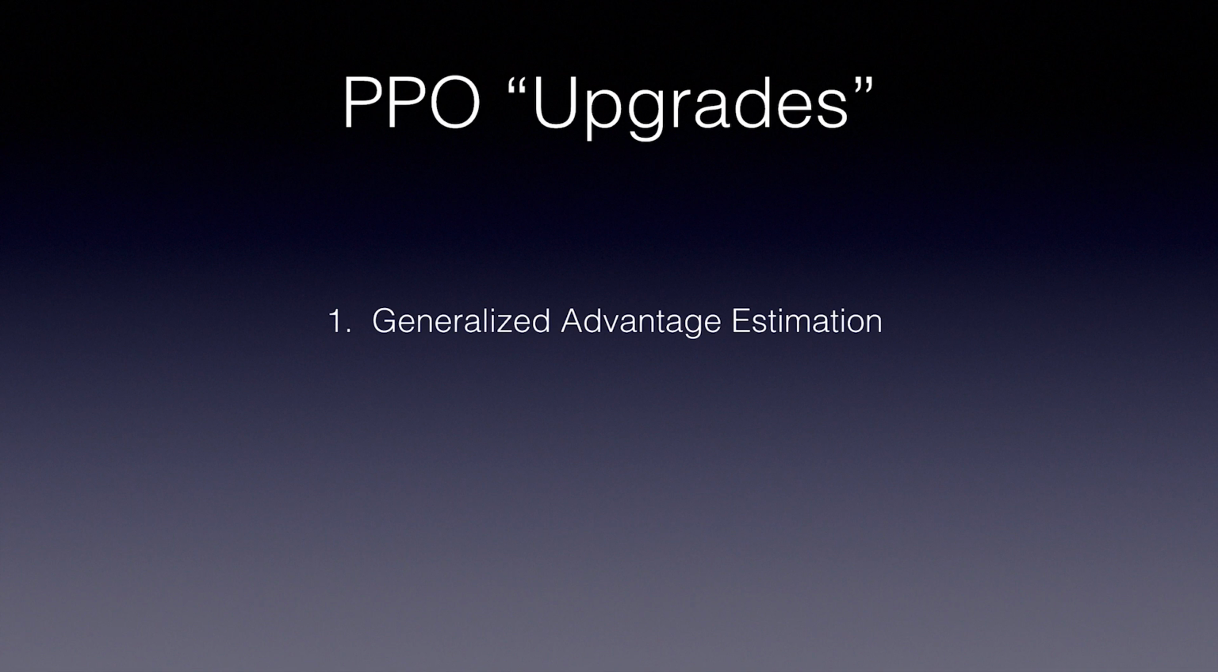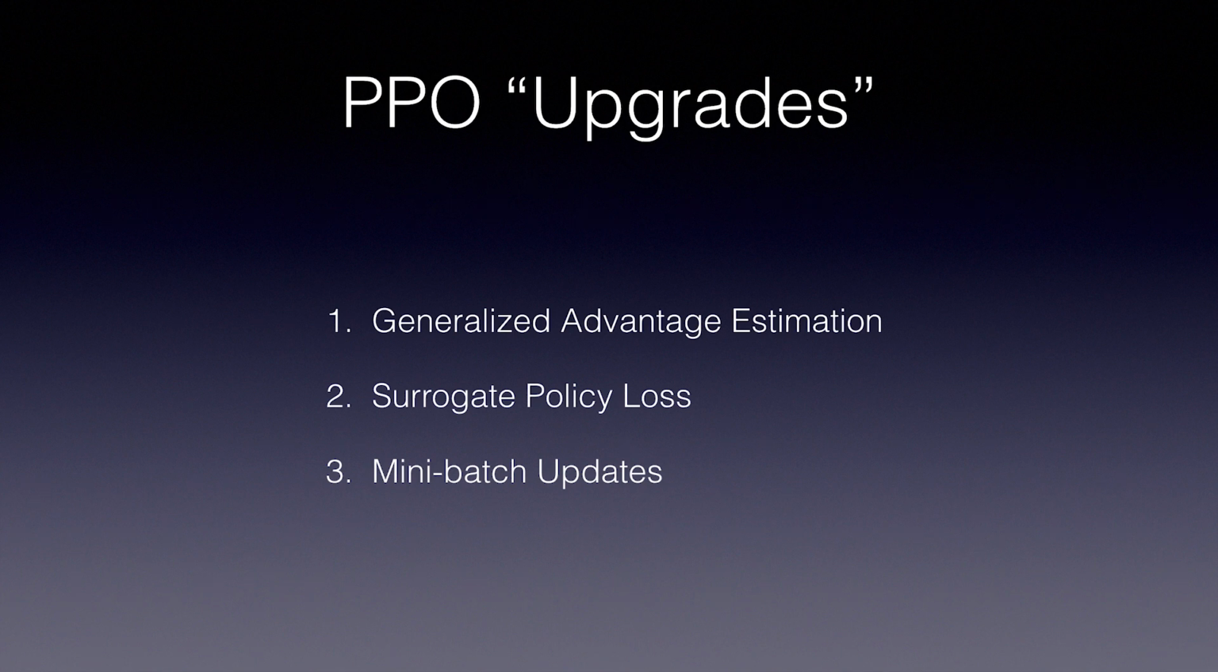Next is using a surrogate policy loss function. The policy loss function in PPO is the ratio between the new probabilities and the old probabilities times the advantage. And we take the minimum between this surrogate function and a clipped version. This ensures a very gradual policy update. And the third innovation is mini batch updates. A long series of experiences is sampled, and these trajectories are broken into random mini batches, and the network is gradually updated over a fixed number of epochs. Let's look at each one of these in detail.